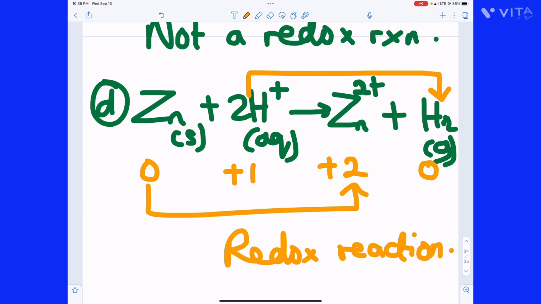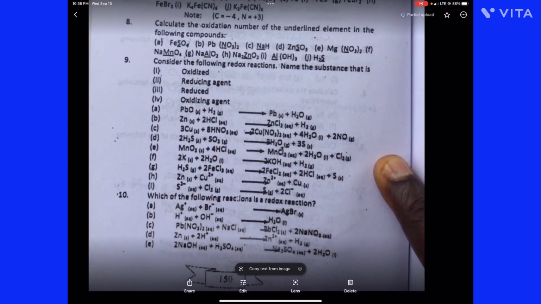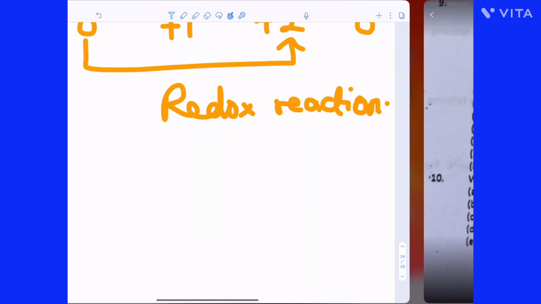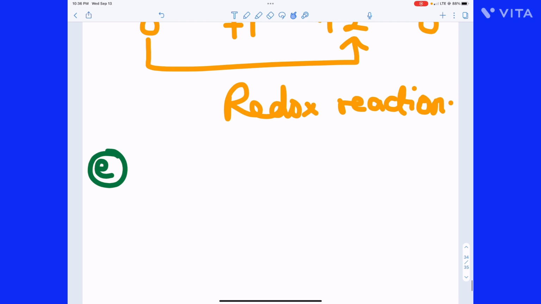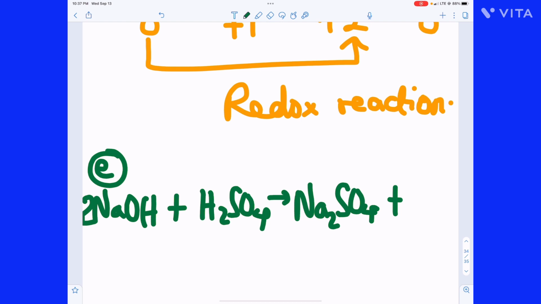Whenever there is a change in oxidation number, we say a redox reaction has taken place. But if there's no change in oxidation number, no redox reaction has taken place. Question E. Sodium hydroxide, okay. Let me write that in. NaOH plus H2SO4 to give Na2SO4 plus water. This is a neutralization reaction.